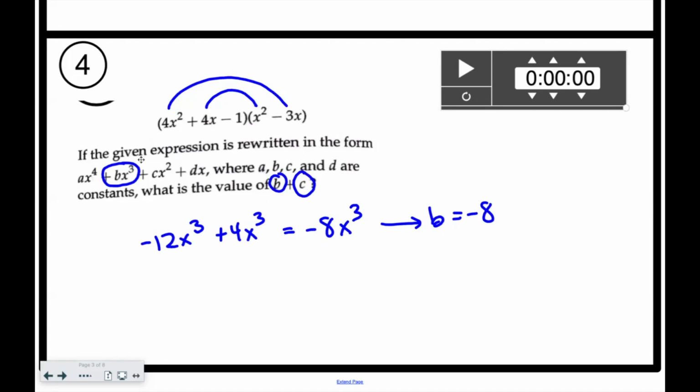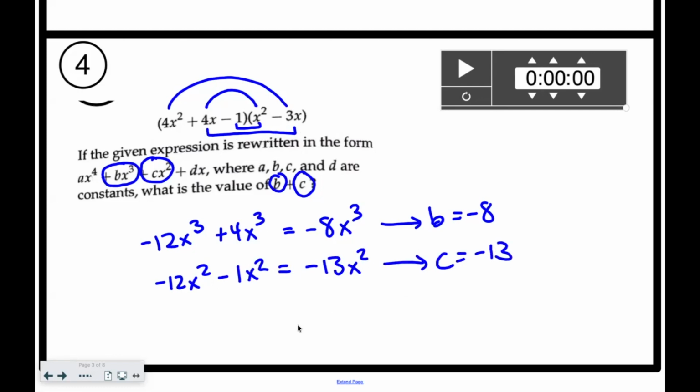So c is cx squared. I just focus on the terms that when I multiply them, I would get x squared. That would be the 4x times the negative 3x and the negative 1 times the x squared. I said negative 3, but I meant negative 3x. So 4x times negative 3x is negative 12x squared, and negative 1 times x squared is negative 1x squared. That gives me negative 13x squared. So therefore, c is negative 13. And when I add them together, I get negative 21.